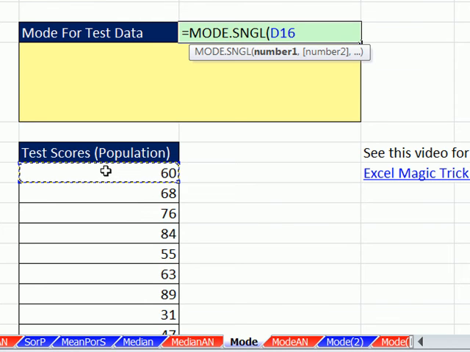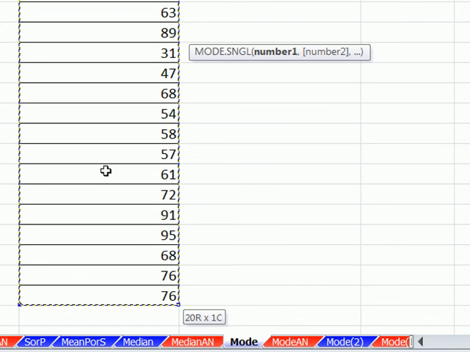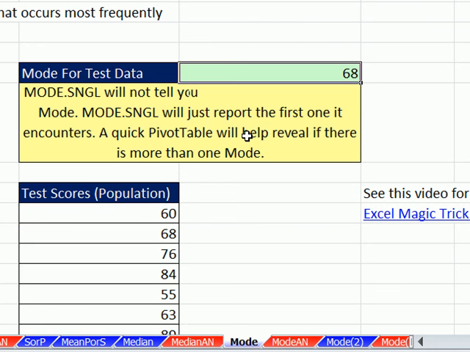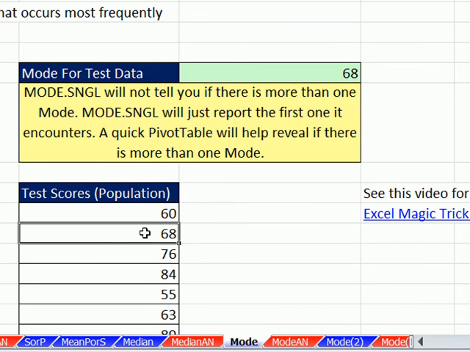is this one will just calculate a single mode. So I'm going to highlight this number data. And then when I hit Control Enter, it'll tell you 68. 68 is the actual mode. So that means that 68, the number 68, occurs most frequently. Now, this is our test score data, right? MODE.SNGL will not tell you if there's more than one mode. MODE.SNGL will just report the first one it encounters. A quick pivot table will help reveal if there's more than one mode.